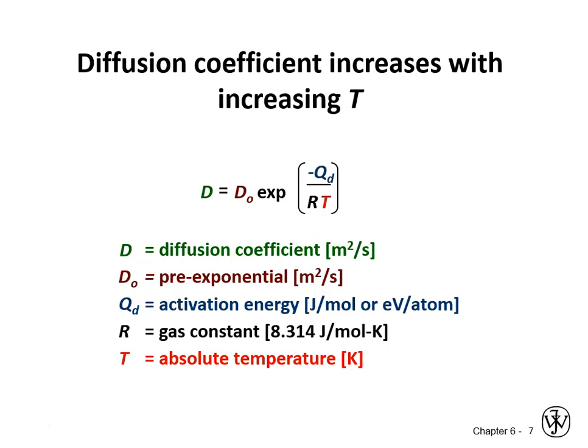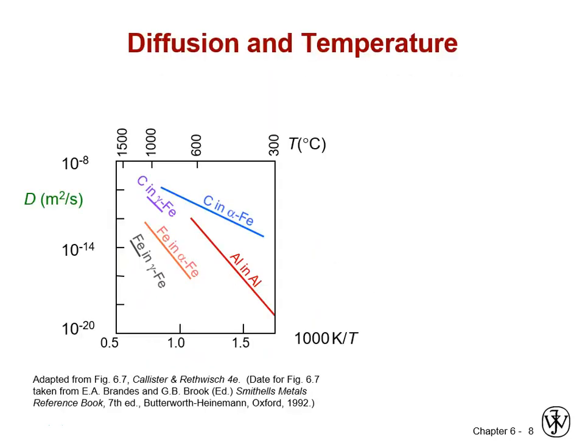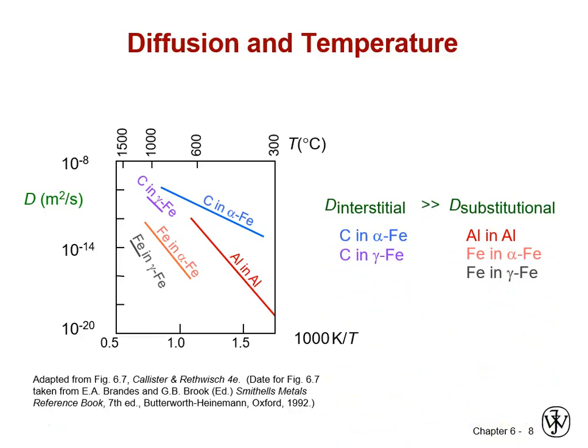We have the same trends with temperature. Higher temperature means faster diffusion. Higher activation energy means slower diffusion. So let's look at a few notable examples.